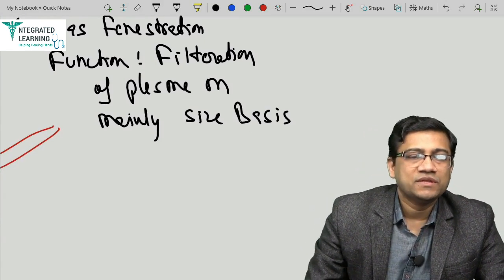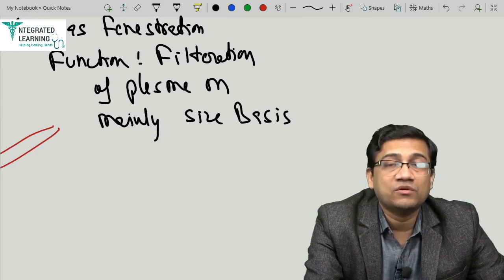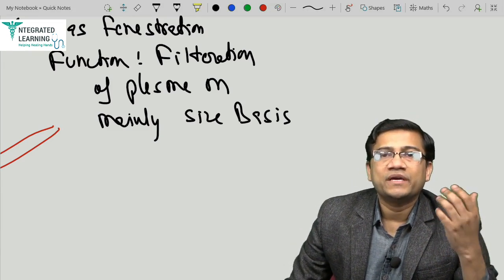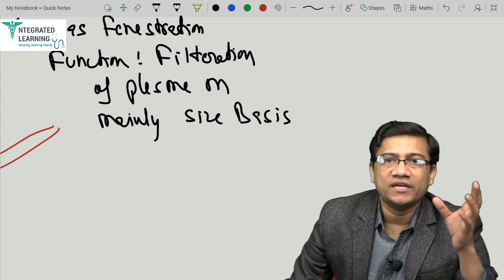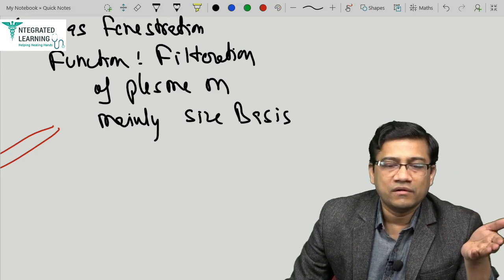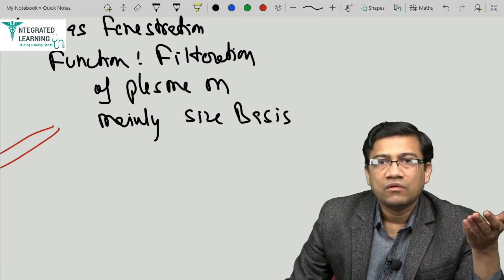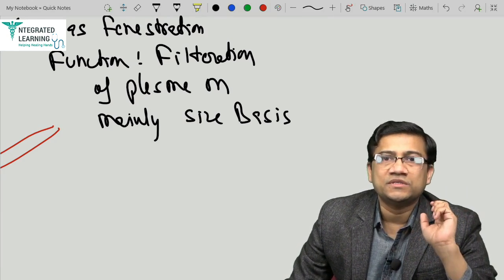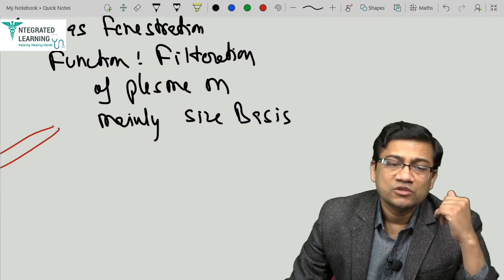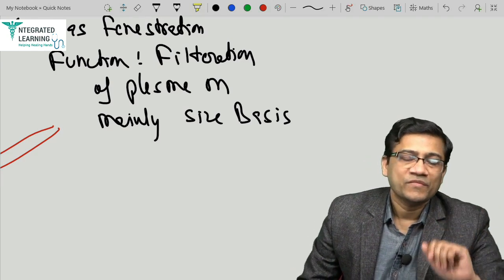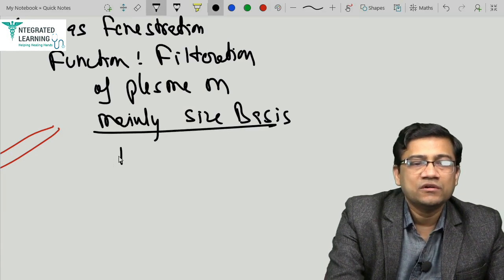Mainly size basis. Now there is a problem with filtration on size basis. Why? A good thing can be small in size also, big in size also. So size is not a criteria for requirement of a substance. So that is why if a substance is good or bad, that is not on size basis, that is on the function basis. So that is why what will it filter? Good things, bad things, or both? Obviously both.